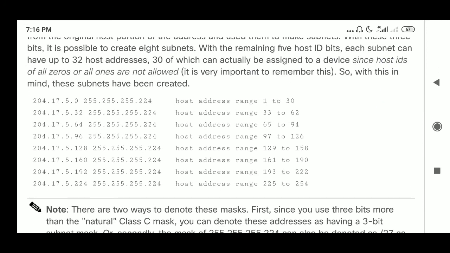Each will have 30 hosts, because you can use 8 minus 3, that is 5 bits for the IP addresses, that is 2 raised to power 5, and you will subtract 2 IDs for the network address itself and the broadcast ID. So functionally you will have only 30 host IP addresses for this subnetwork.